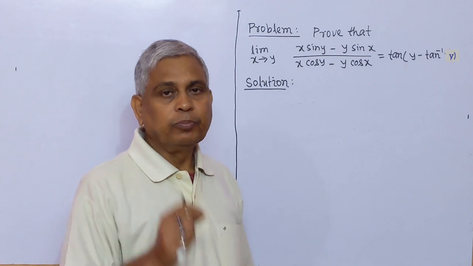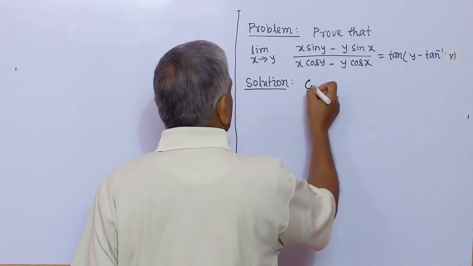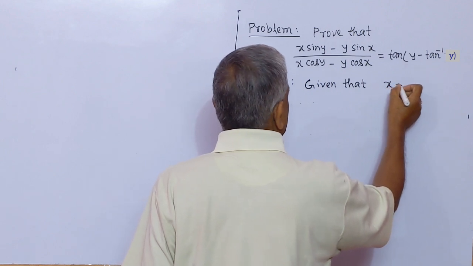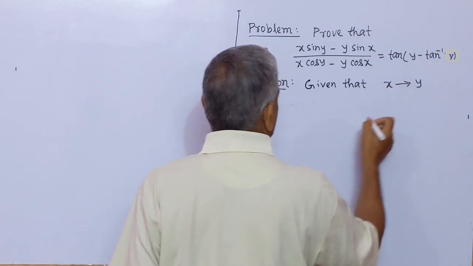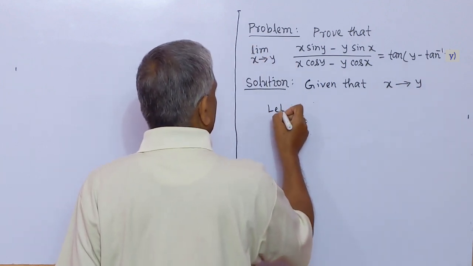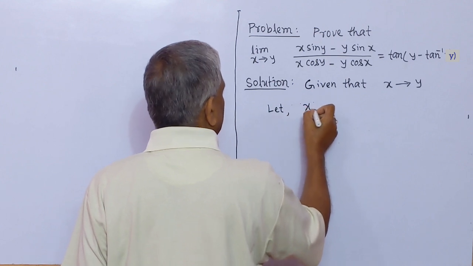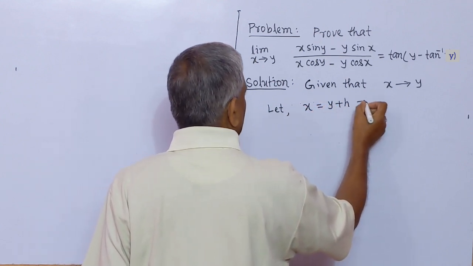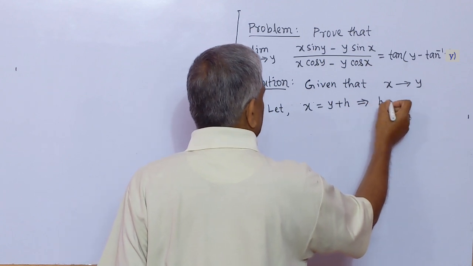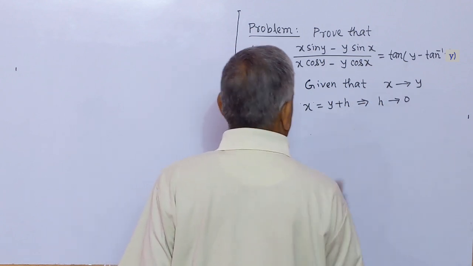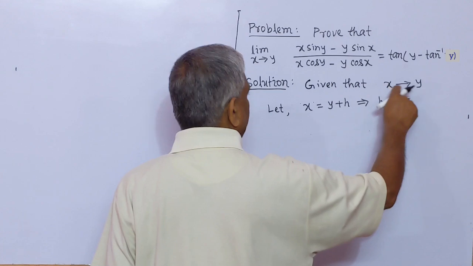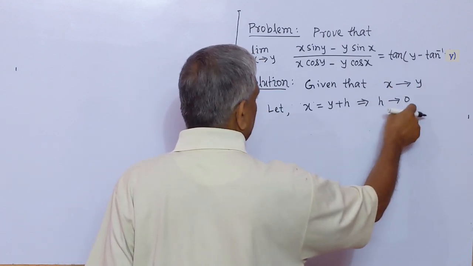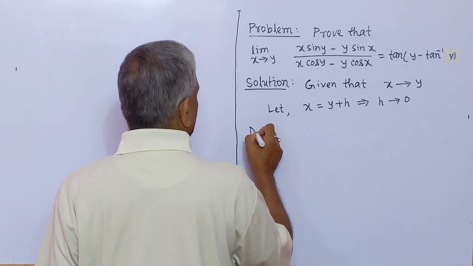Now we prove this. Given that x tends to y. Let x equal to y plus h, implies that h tends to 0. Since x is very close to y, then h is very close to 0.